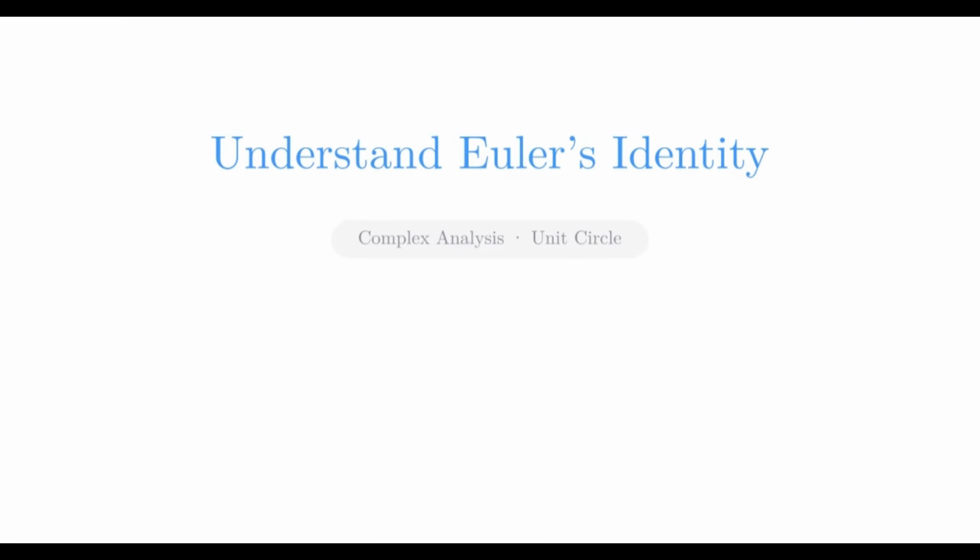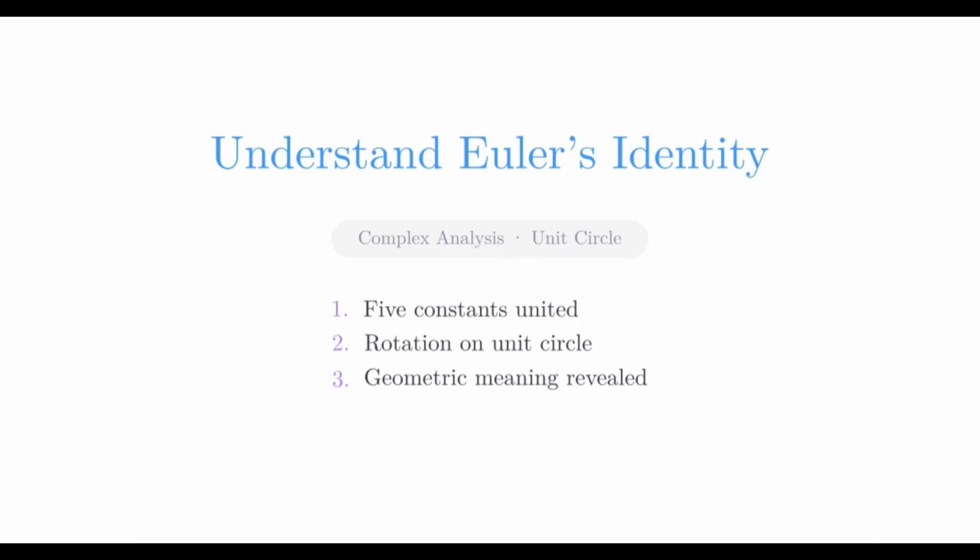This video explains Euler's identity, the famous equation linking 5 fundamental constants of mathematics. It's celebrated as one of the most beautiful results in math and forms the foundation of complex analysis, signal processing, and quantum physics. You'll learn to interpret the imaginary exponent, visualize rotation on the unit circle, and see why e to the i pi plus 1 equals 0.